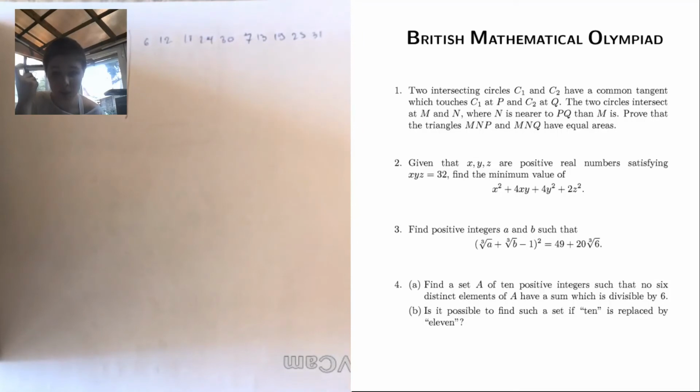Okay, so next up we have B. Is it possible to find such a set if 10 is replaced by 11? Well, firstly, let's look at the two things that could happen. It could be a yes, in which case you should bring up an example. This being the 4th question of the British Mathematical Olympiad is probably going to be pretty difficult, so you'll have to find a way to come up with this example, but at the same time you could just stumble upon it, which would be absolutely ridiculous.